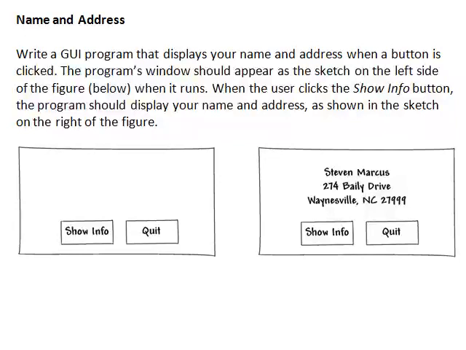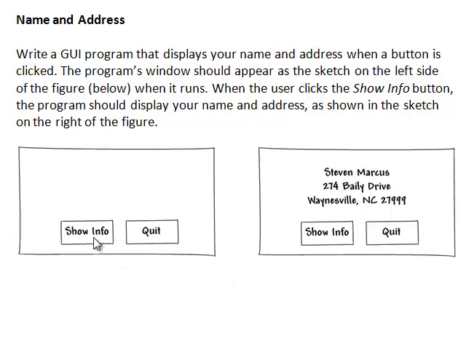In this video, we're going to discuss the name and address programming problem from your textbook, and we'll work out a solution to the problem. The assignment tells you to write a GUI program that when it initially runs, it displays a window that looks something like this. Basically, it's initially just going to be pretty much an empty window except for these two buttons. We have a button that says Show Info, and then we have another button that says Quit.